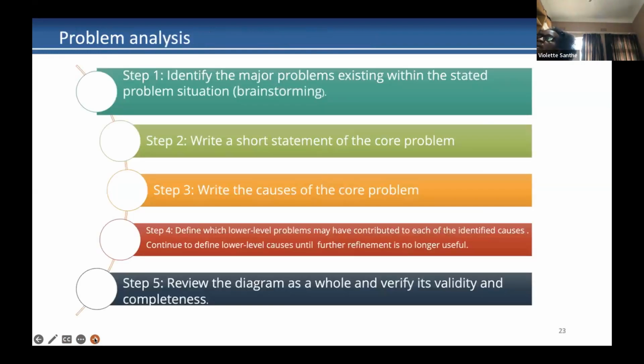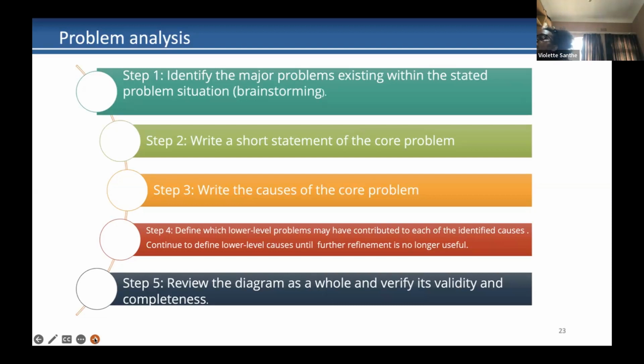We are going to look at a simple problem analysis. As a startup, when you are looking at problems, what stages do you need to go through? So this is not like cast in stone. You may even have to explore other ways of problem analysis, but this is just an example of them. So step one, you identify the major problem existing within the stated problem situation, maybe in a certain sector. And then you write a short statement of the core problem, you as a project owner, as a startup, and then write the causes of the core problem. Why are these problems coming?